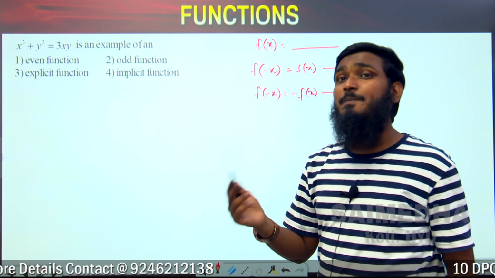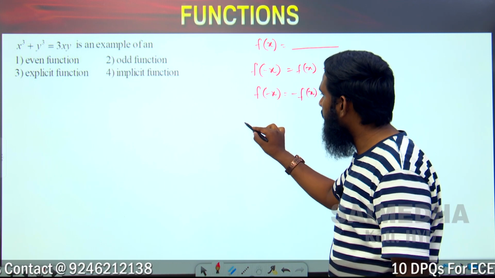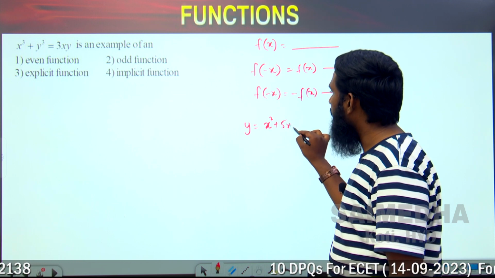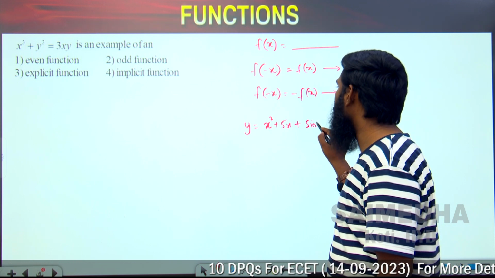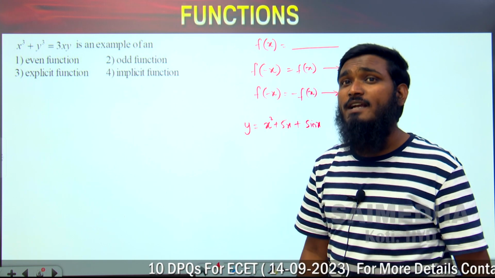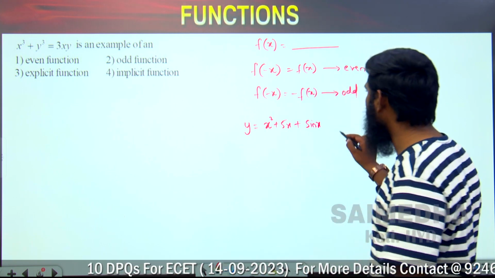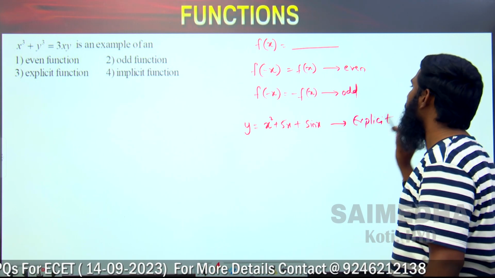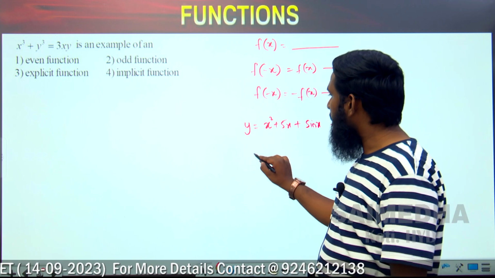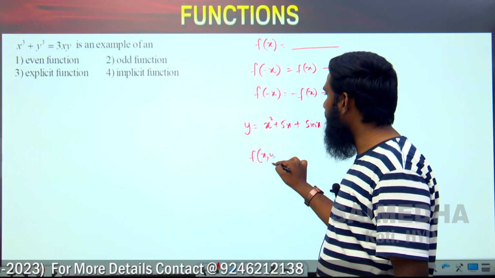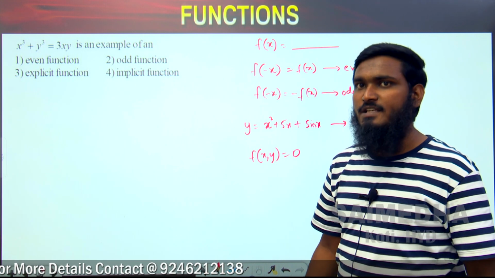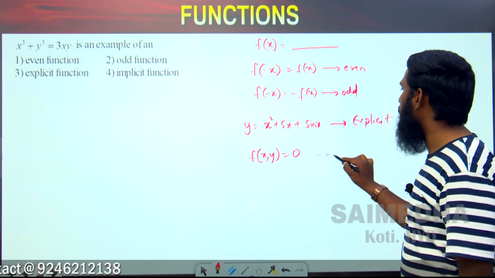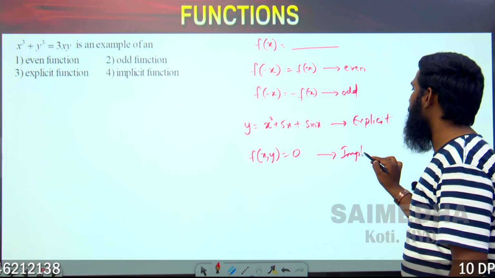Similarly, what is the meaning of explicit and implicit? Now listen carefully. Whenever y is expressed in terms of the x variable, then we call it an explicit function. Whatever the functions may be, if it is expressed in terms of x, then we call it an explicit function, okay. But when we have a combination f of x comma y equal to 0, meaning a combination of x and y variables, we call it an implicit function.